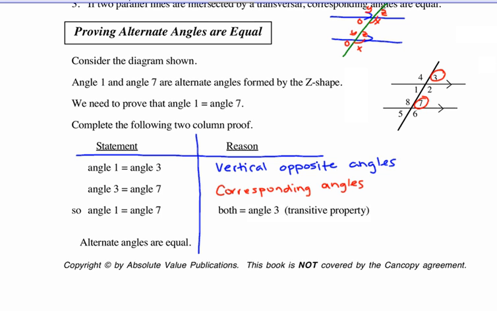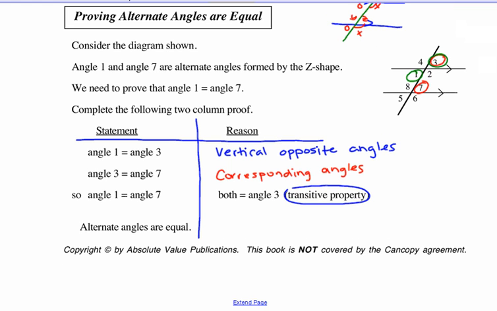All right, so if 1 is equal to 3 and 3 is equal to 7, what could we deduce? That 1 is equal to 7. Both angles equal to angle 3. So this is that transitive property. You need to know about the transitive property. So you might want to write it on your study sheet or below. Transitive property.